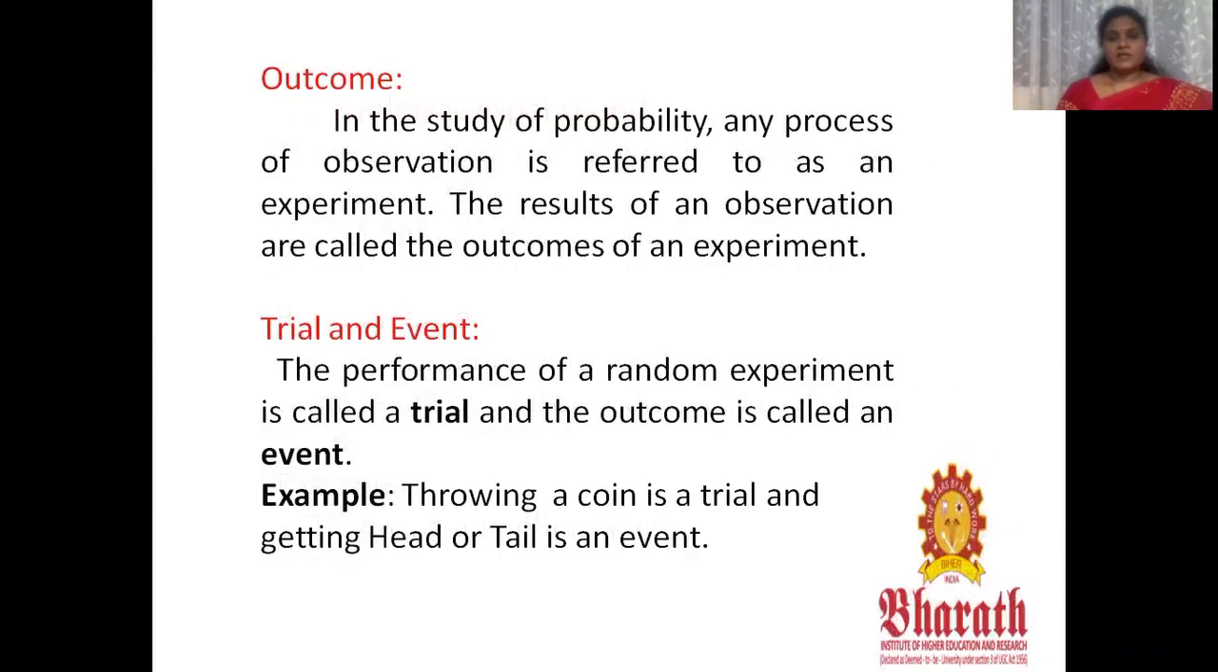Outcome. In the study of probability, any process of observation is referred to as an experiment. The results of an observation are called the outcomes of an experiment. Trial and event. The performance of a random experiment is called a trial and the outcome is called an event. Example, throwing a coin is a trial and getting head or tail is an event.